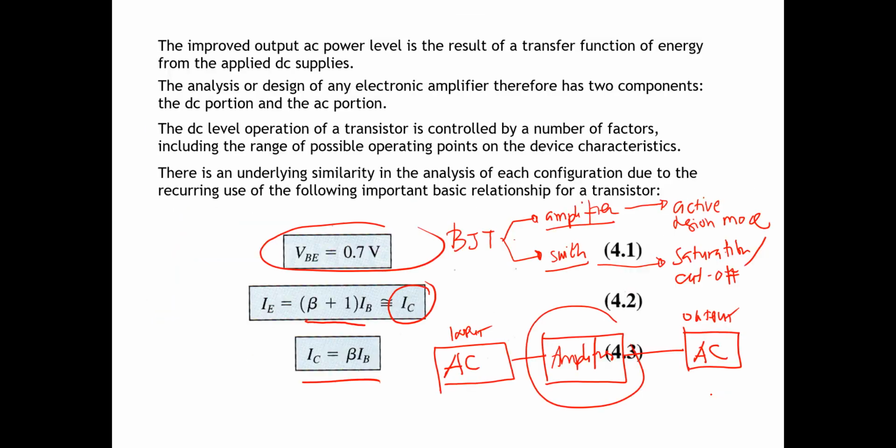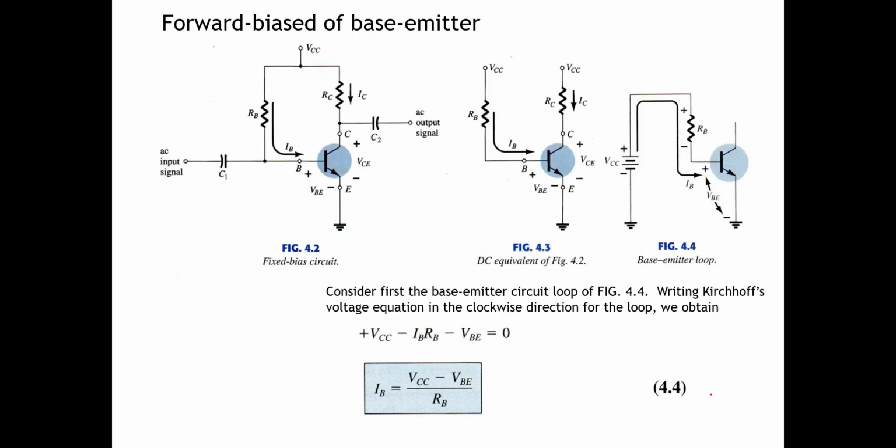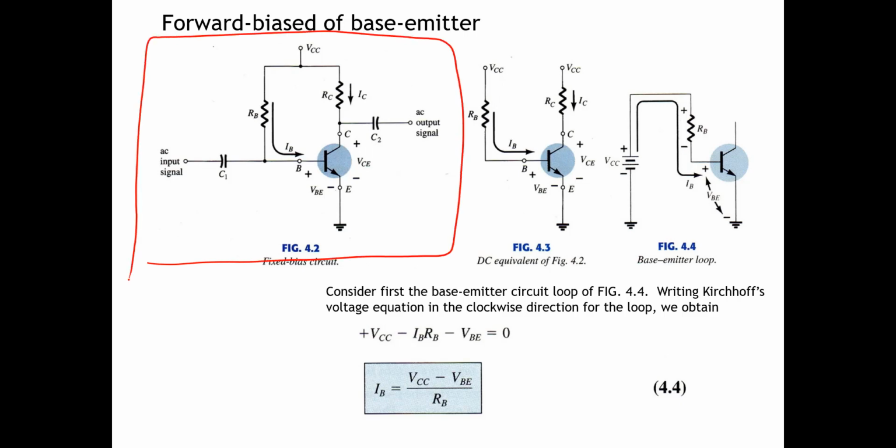So how to design for these three regions? The first one, we can use the fixed bias circuit like this one. You can learn from this graphic. This is the NPN BJT, we connect the base using the base resistor and the collector using the collector resistor, and we connect to VCC here. And we have the AC input signal here and the AC output signal here.